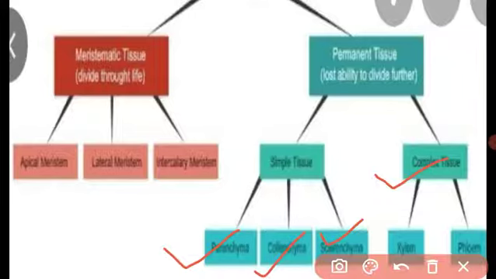The conducting tissues are important, required by the plant, of two types: xylem and phloem. These conducting tissues together are called the vascular bundle. Okay. Xylem tissue conducts water and minerals from the soil to the aerial parts of the plant. Got it? And phloem tissue conducts the food material prepared by the leaves through photosynthesis. This food is transferred to all parts of the plant.